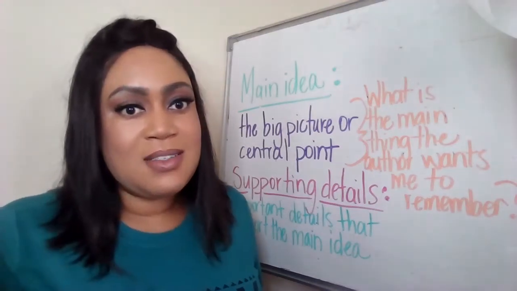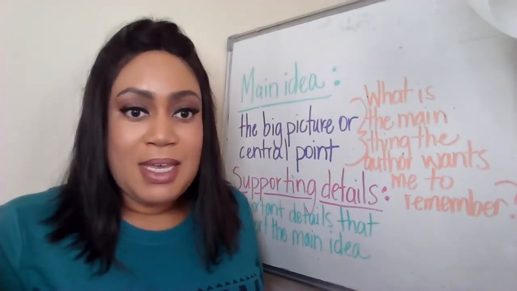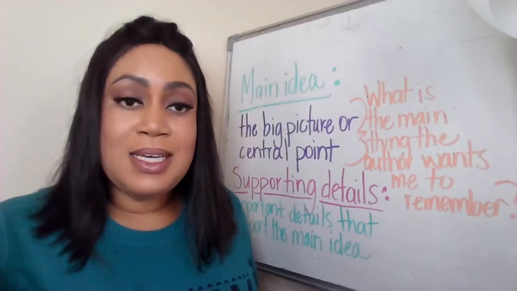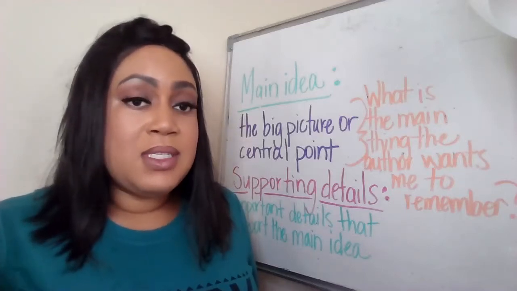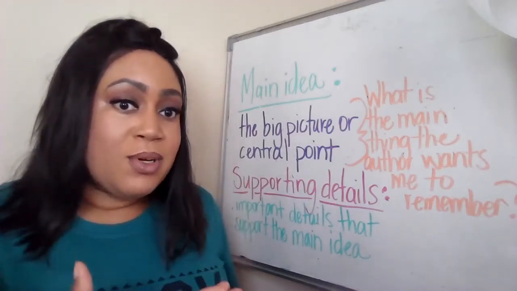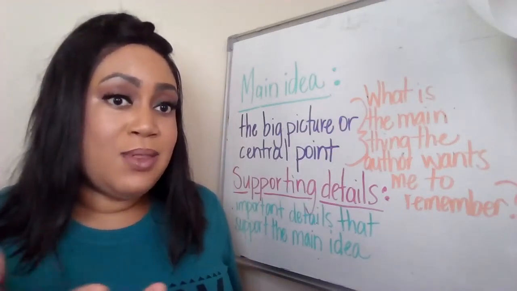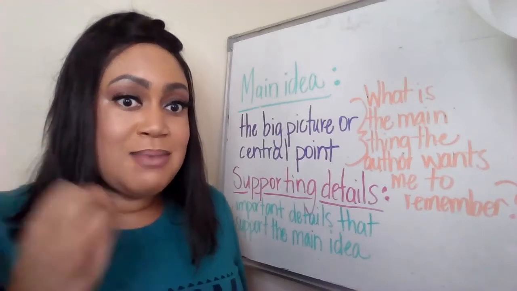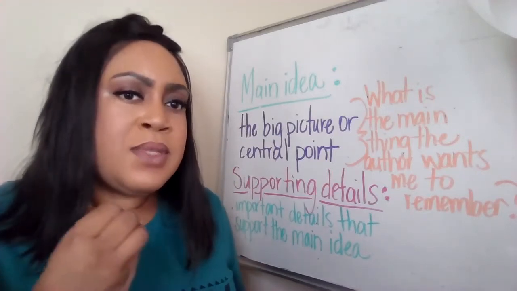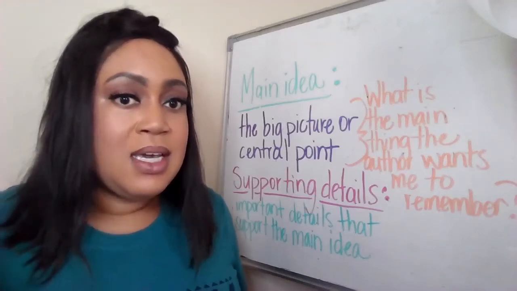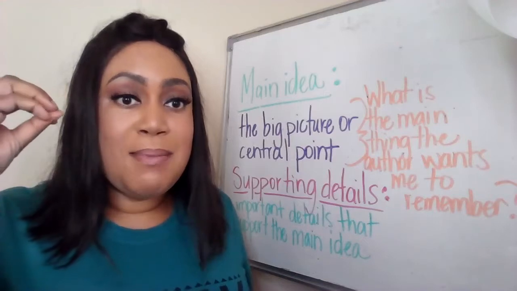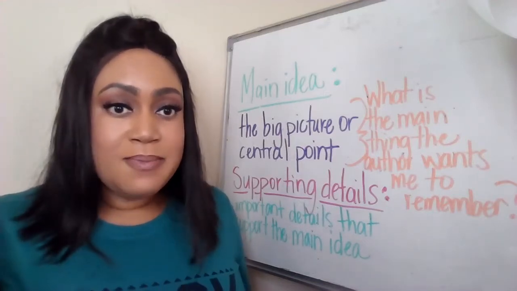Now, there are details that go along with the main idea. So, when the author is trying to get you to remember a certain main idea, they will put details throughout the text that will support that main idea, important details that let you know that you're on the right track, that this is the main idea. So, those supporting details are important pieces in the text that the author has used to help support the main point of the text.